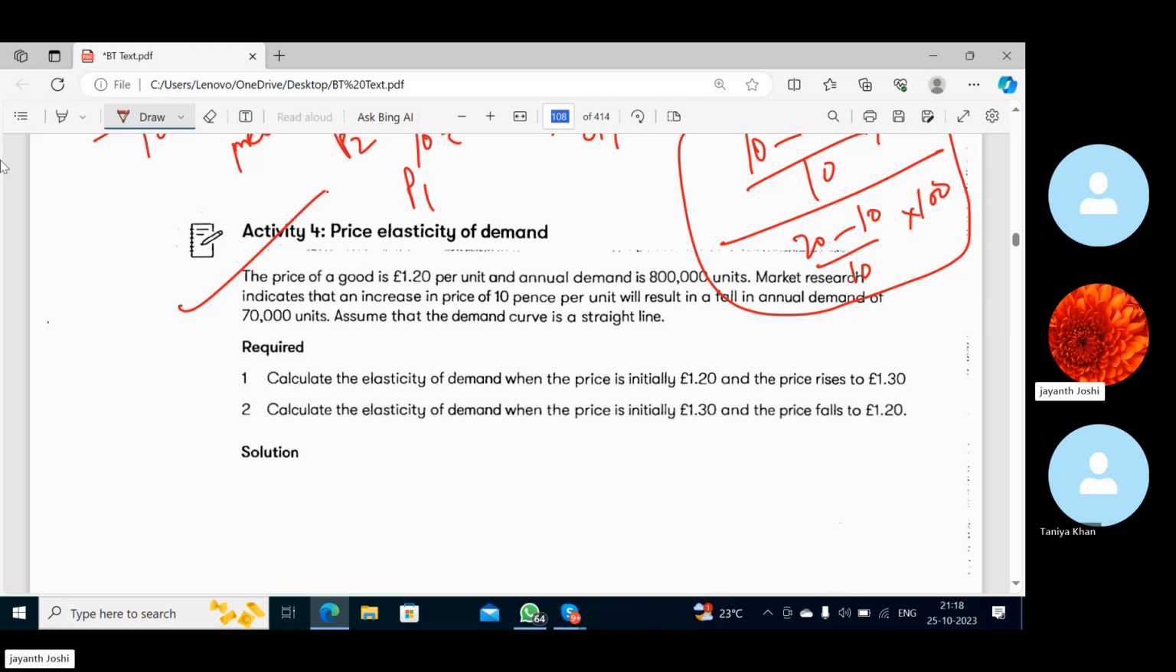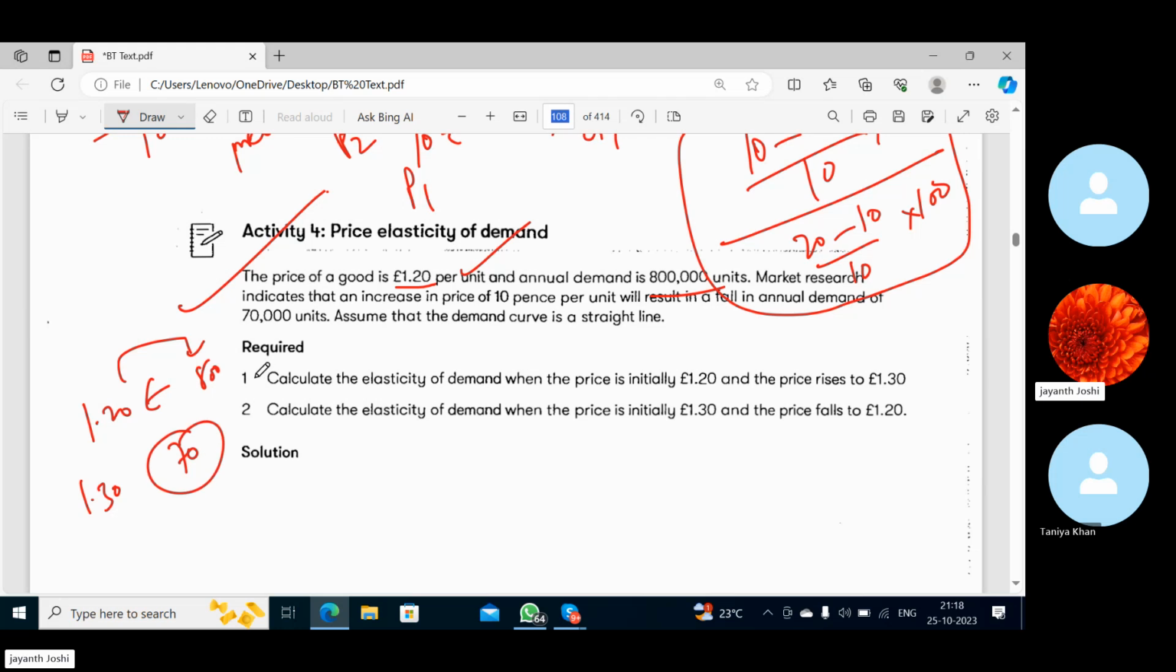So what are you doing here? The price of a good is 1.20 pounds per unit. Annual demand is 800,000 units, right? Market research indicates that an increase in price, that means it was 1.20 pounds, for this much the demand was 800,000 units, that the price is going to increase by 10 pence. It's going to become 1.30, and that will lead to a fall in demand by 70,000.